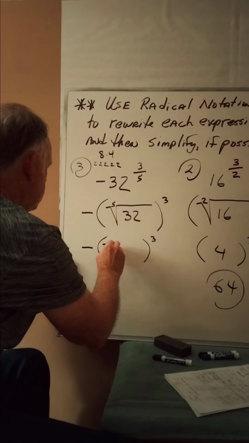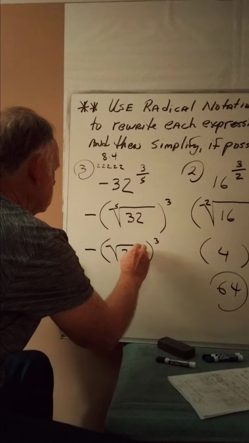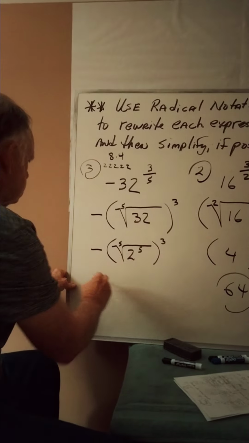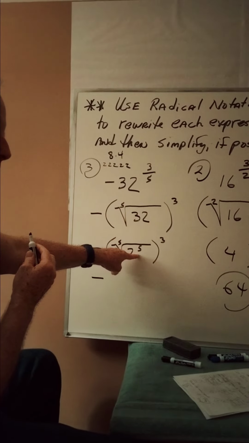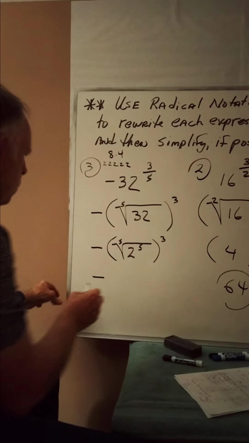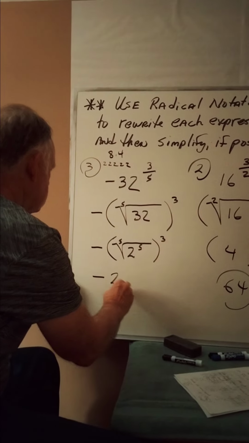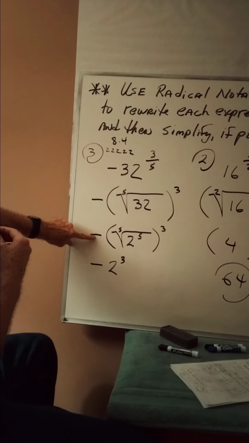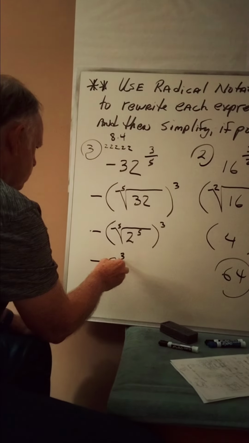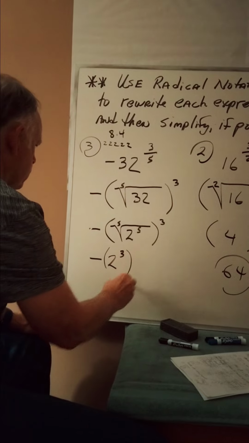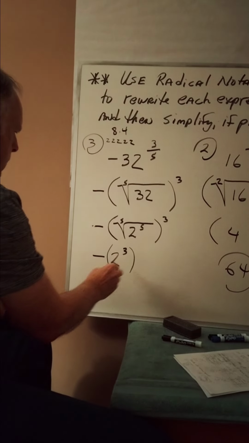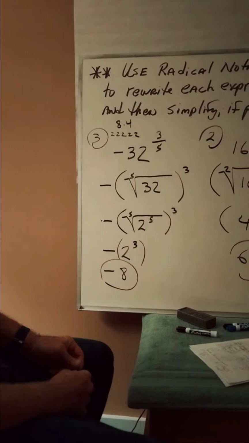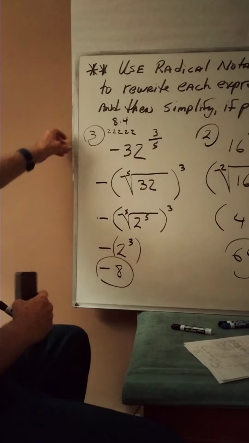So if you wanted to do this, bring it down. The 5th root of 2 to the 5th, 5 divided by 5 is 1. It's 2. It's going to be taken to the 3rd, but the opposite sign is not involved with that. That 2 to the 3rd has to be taken care of first. So we bring down that opposite sign, and 2 to the 3rd is 8, and the overall final answer would be a -8 for that given problem right there.